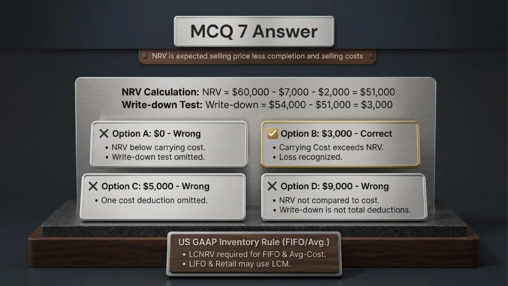A is wrong because NRV is below cost. C is wrong because it likely omits one of the required deductions or uses the wrong comparison. D is wrong because it treats total deductions from selling price as the write down. The write down is the excess of cost over NRV, not the total selling costs.